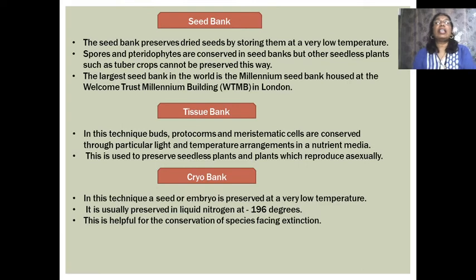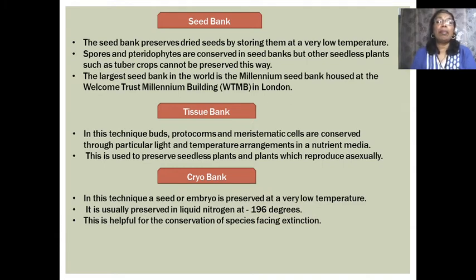We first study the seed bank. The seed bank preserves dried seeds by storing them at a very low temperature. Spores and pteridophytes are conserved in seed banks, but other seedless plants such as tuber crops cannot be preserved in this way. The largest seed bank in the world is the Millennium Seed Bank, housed at the Wellcome Trust Millennium Building in London.